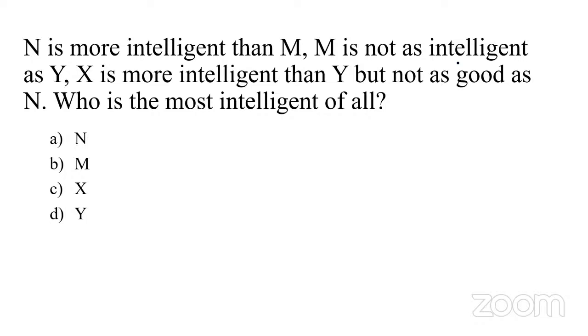Who got the arrangement? Just raise your hands, okay? N is more intelligent than M. M is not as intelligent as Y. X is more intelligent than Y, but not as good as N. Who is the most intelligent of all? This is the merit type.